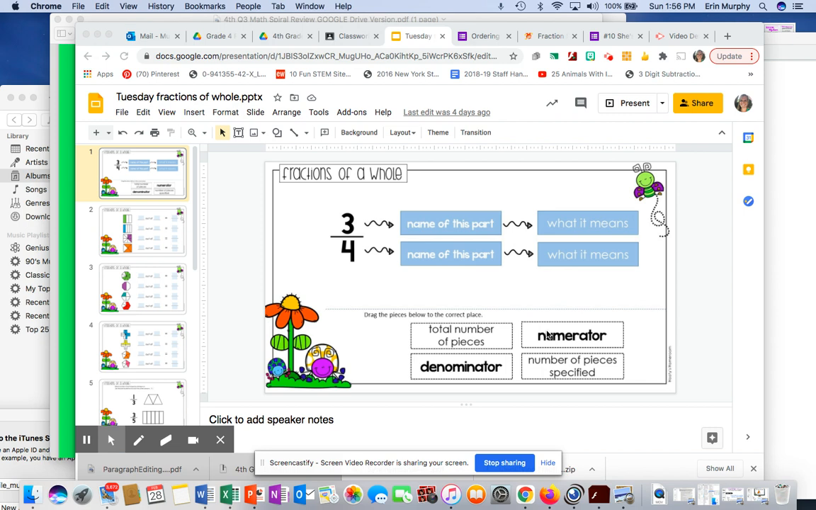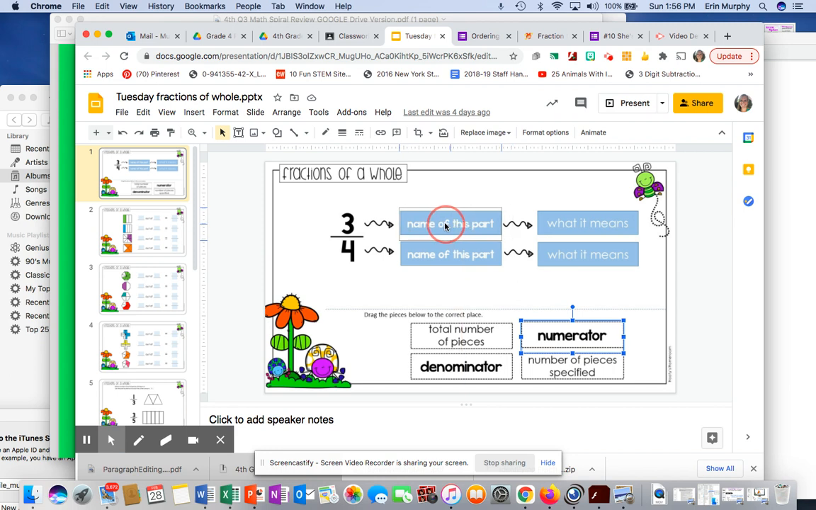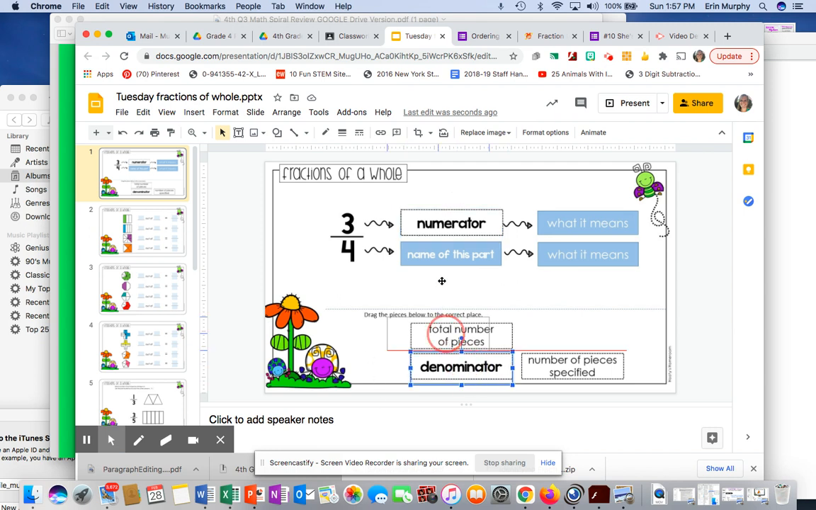All right, so what you're doing on this first page, you're telling the different pieces and what they are named. So this top number is actually going to be called the numerator. So you would click numerator and slide that over to name of this part. The denominator is what number is on the bottom. I always think of denominator down, so it's the number on the bottom.